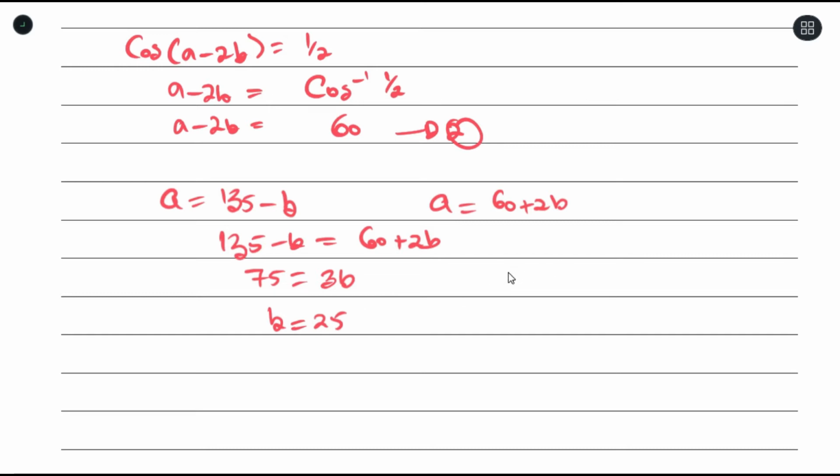So our B here is 25 degrees. To get our A, we just need to substitute into any of the equations that we got. So we can say this is. Okay, so that's our answers. As you can see, A is 110 degrees and B is 25 degrees.